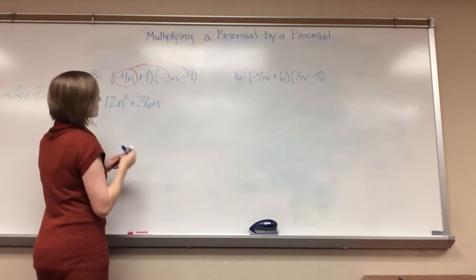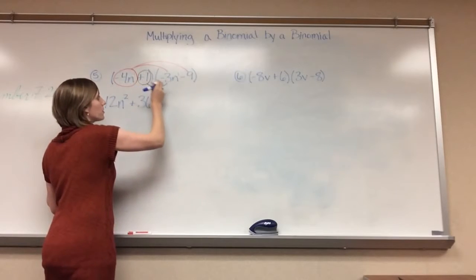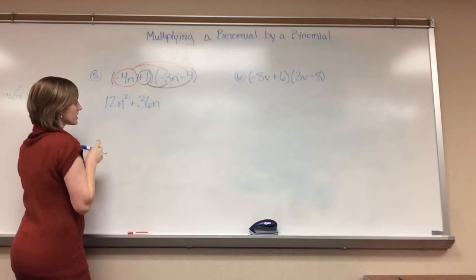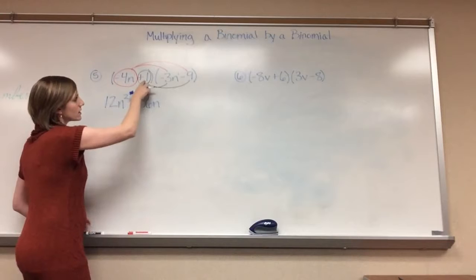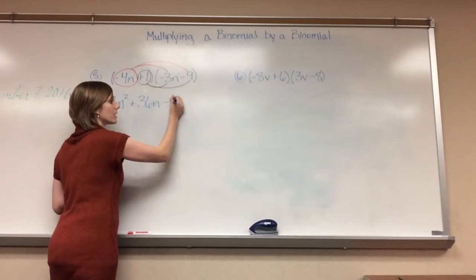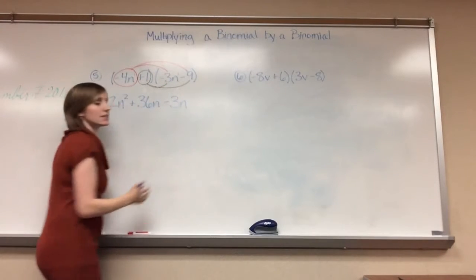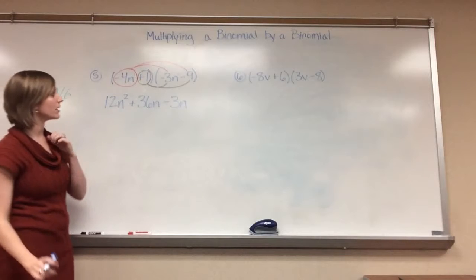For the second term, we're going to take the positive 1 and multiply it to both terms in the second set of parentheses. So 1 times negative 3n, 1 times negative 3 is negative 3. I only have the 1n, so the n stays the same. Okay, there's nothing to add to it.